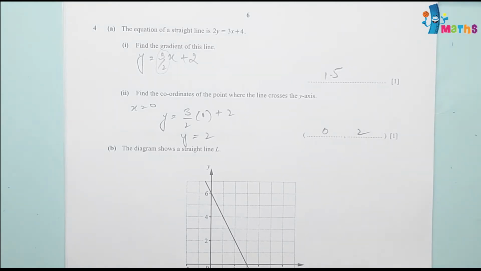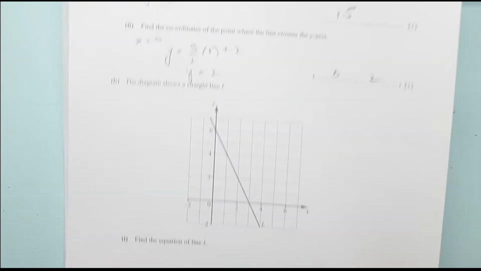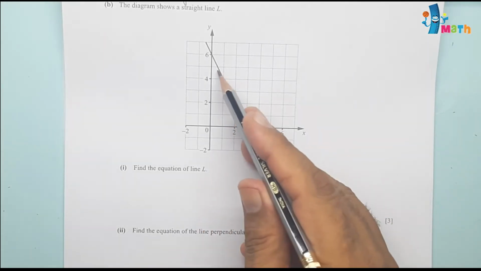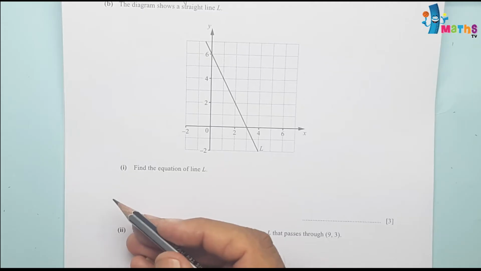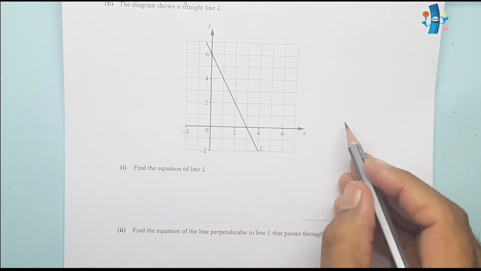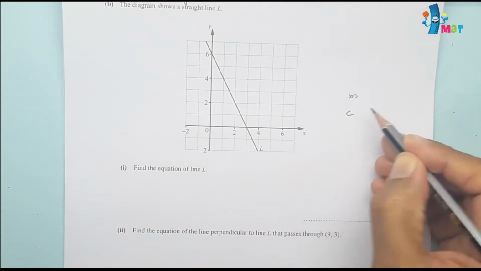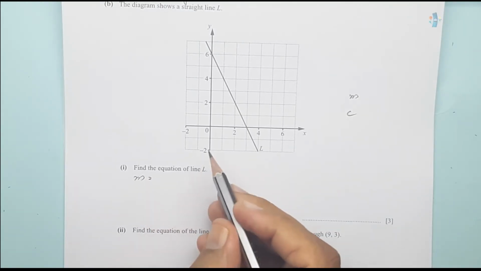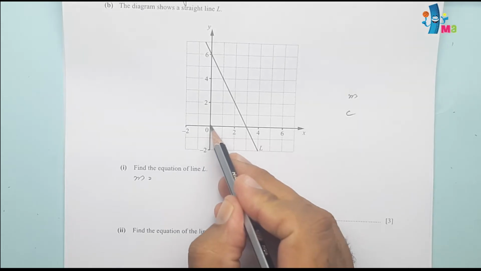B part: the diagram shows a straight line L. So this is the straight line L. Find the equation of line L. For writing the equation of a line, we need two things. We require the value of m and we require the value of c. So m will be equal to what? Before, m is rise over run.